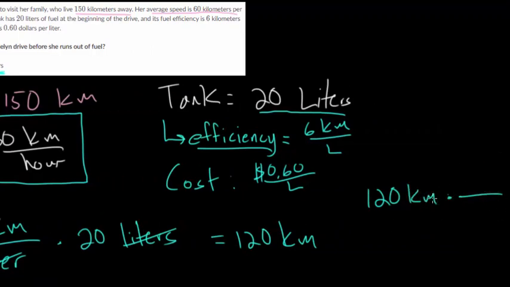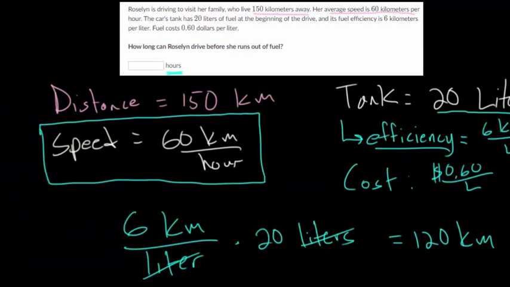Since we want hours to be our final units, we're going to put hours up top. So in 1 hour, she can go 60 kilometers. And so kilometers cancel out, and you're left with just hours for your units. And 120 divided by 60 is 2 hours. So how long can she drive before she runs out of fuel?